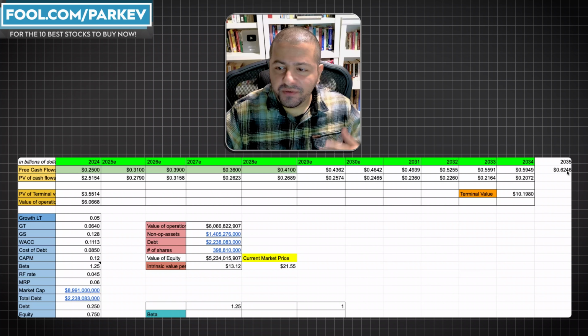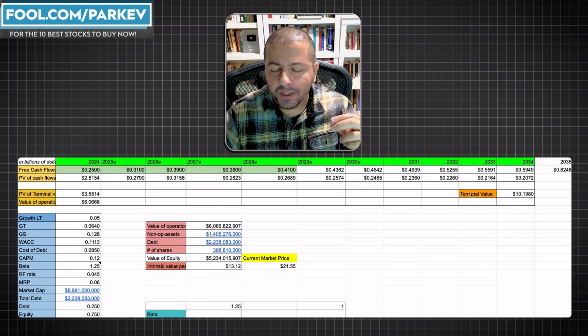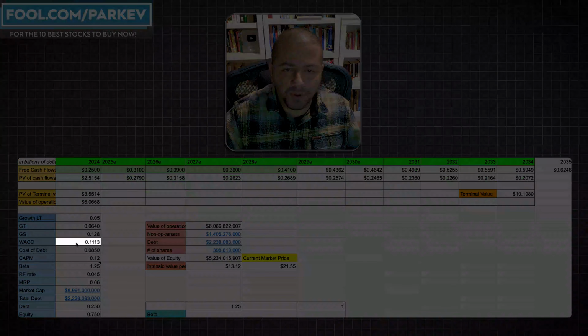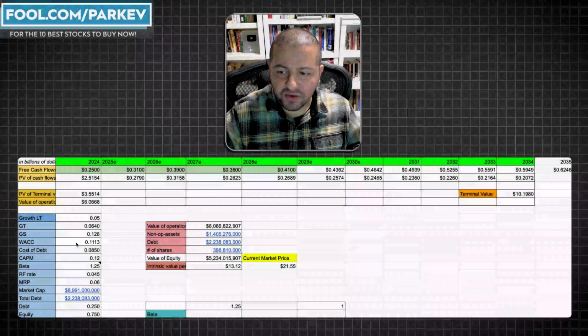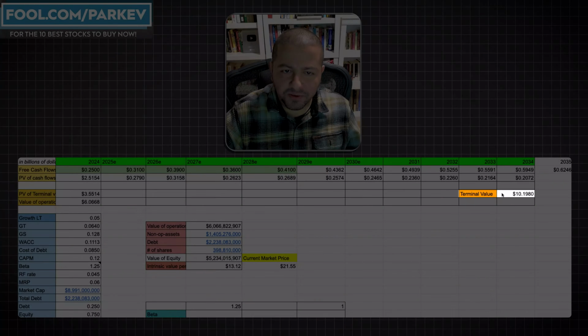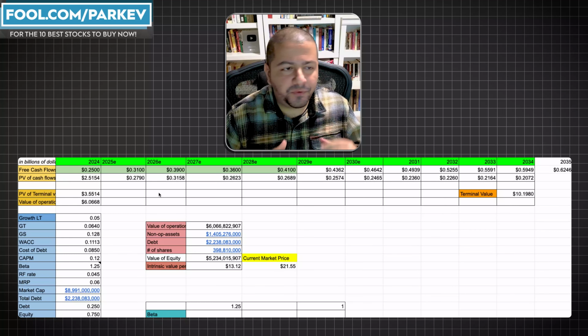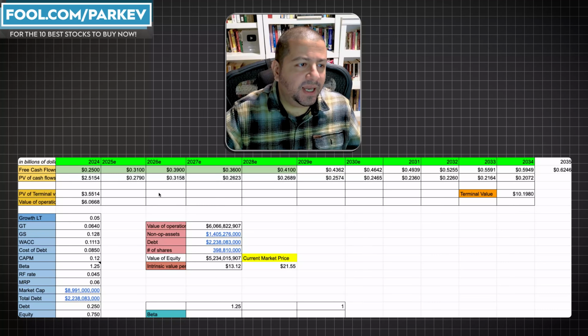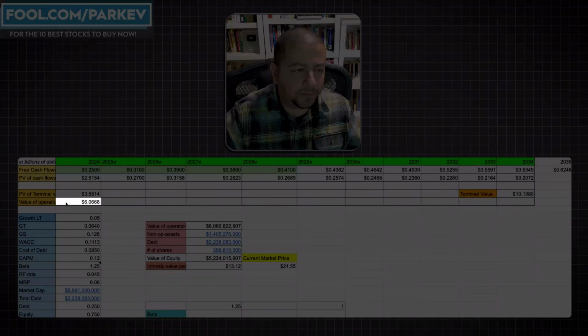Looking from 2035 to infinity, I'm using the terminal value calculation, which takes the free cash flow 1 year ahead, divided by the weighted average cost of capital minus the growth rate. And I already discussed the 5% growth rate I'm using. The weighted average cost of capital I'm using is 11.1%. I'll go through the details of that calculation in just a little bit. So the terminal value calculation is $10.2 billion. So when I combine the free cash flow from the next decade and the terminal value of the free cash flow, I come to a present value of operations for Unity Software at $6 billion.